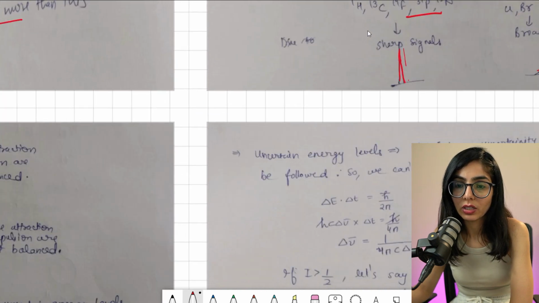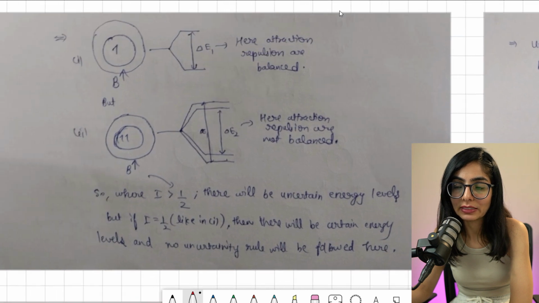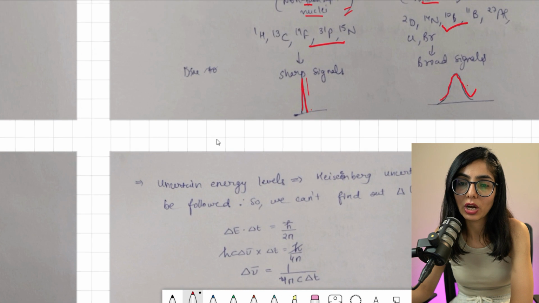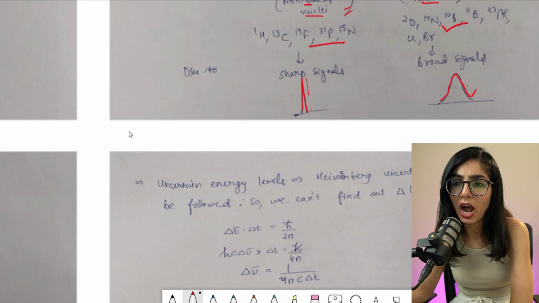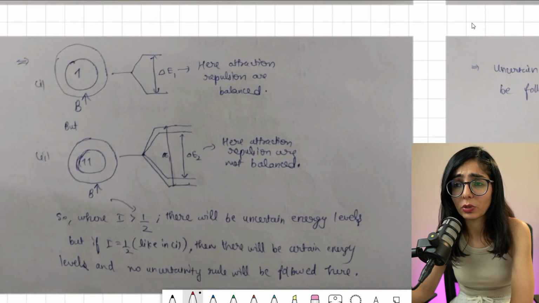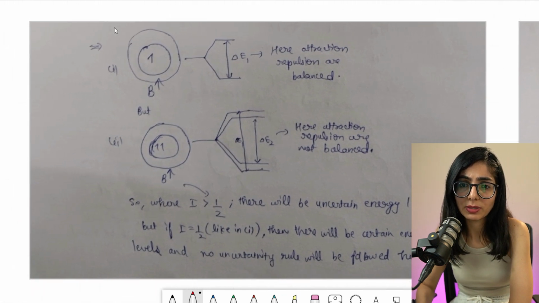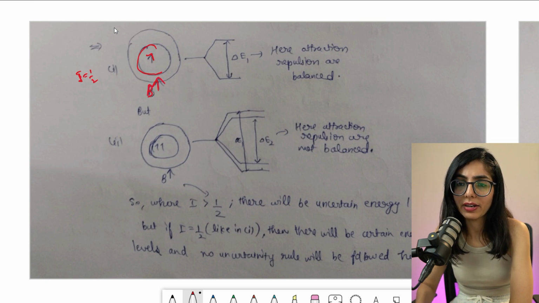Fine. So let's see why it happens that we get sharp signals in non-quadrupolar nuclei, and when I is greater than half, that is quadrupolar, we get broad signals. Let's come over here. Suppose there is one spin, I is equal to half. This is my spin and this is the atom. If I apply a magnetic field over here, what will happen? Here attraction and repulsion will be balanced.